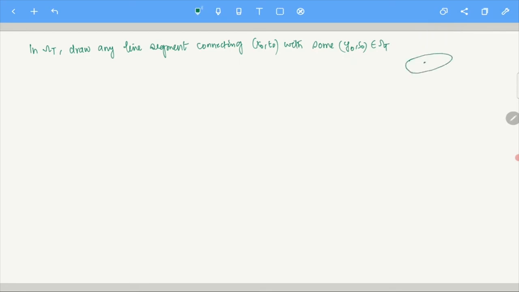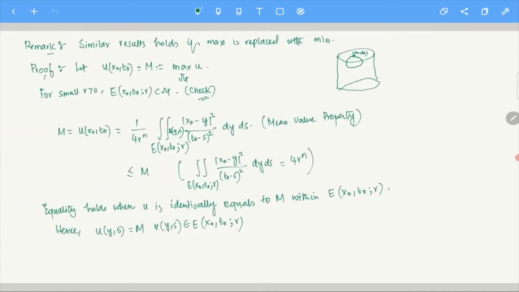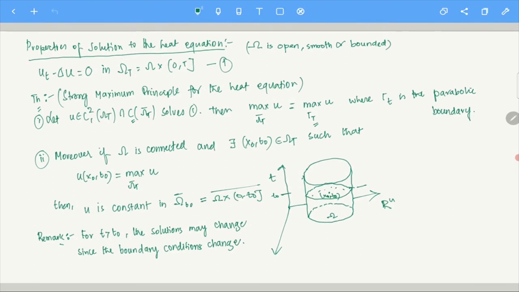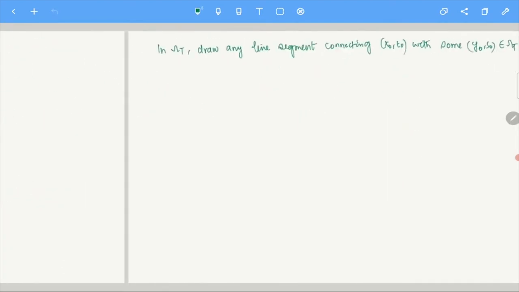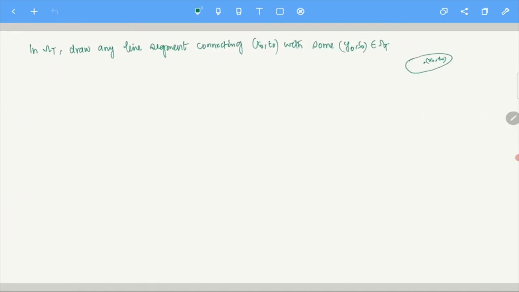X naught t naught. See, this is the point x naught t naught. Where is it? X naught t naught is in omega T, not on the boundary, in the interior. And let's say there is another point, that's your domain, and let's say this is your y naught s naught. So we are just drawing a line segment here which joins those two.